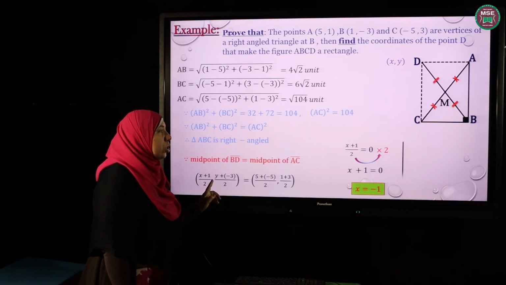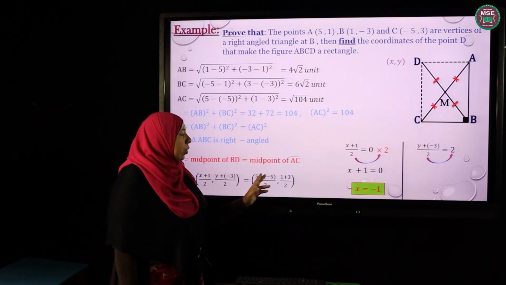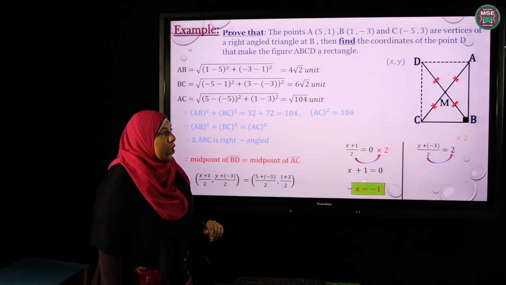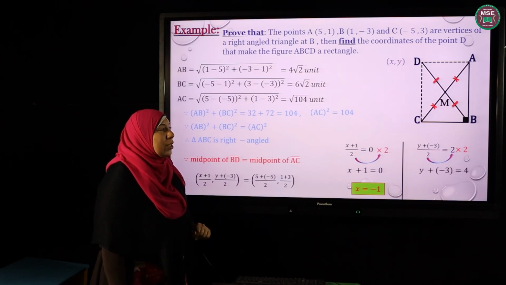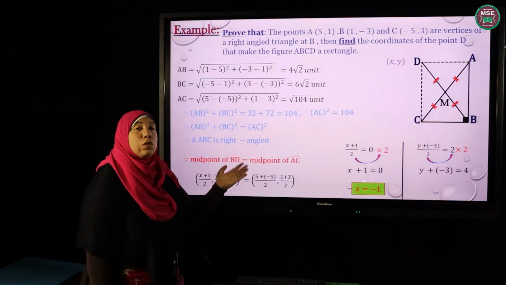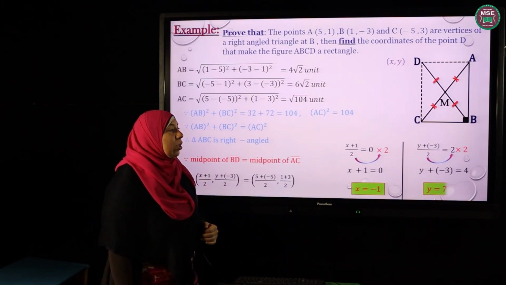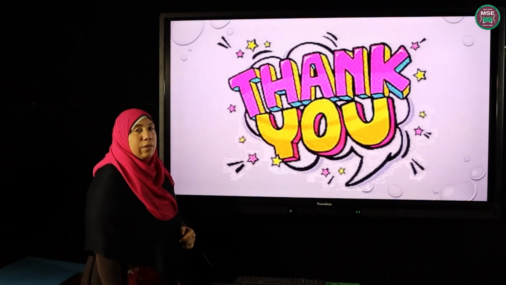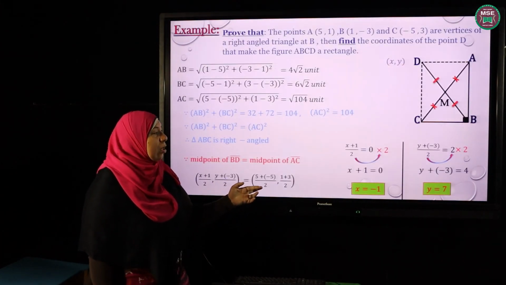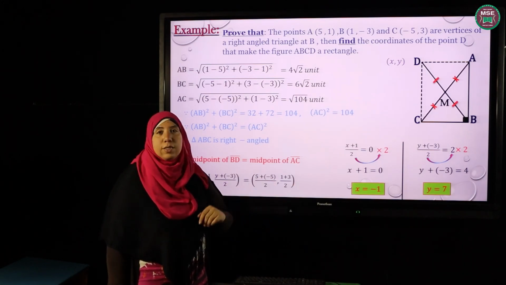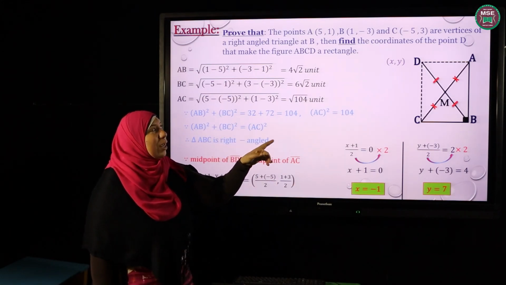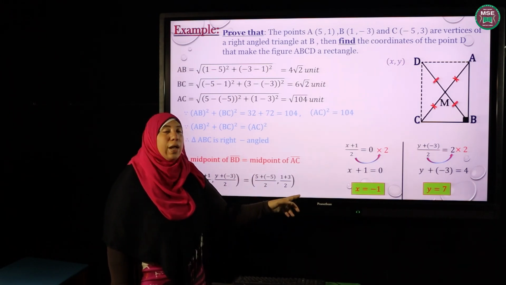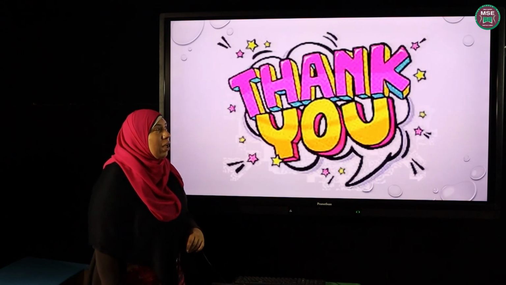For the y coordinate, (y plus -3) over 2 equals (1 plus 3) over 2. Multiplying by 2 on the other side, y plus -3 equals 4. Moving -3 to the other side, y equals 7. I found x and y, which is the point D. So the point D is (-1, 7), which is the point that makes ABCD a rectangle. So I need the point (-1, 7).